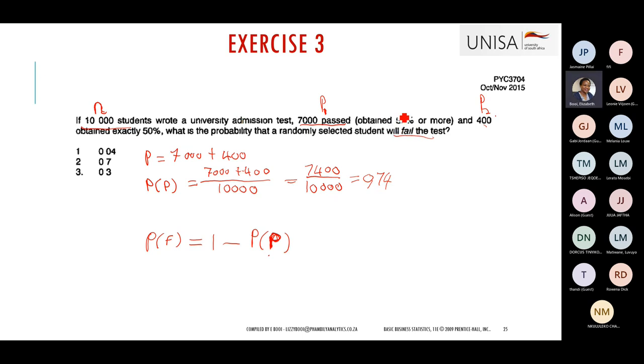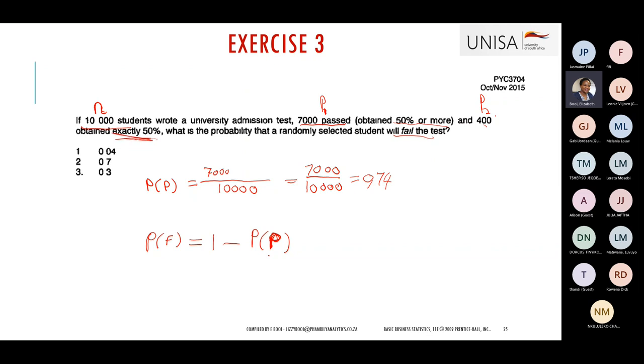7,000 passed, that they obtained 50 or more. But 400 obtained exactly 50. So does that mean the 7,000 includes the 400? The 7,000 includes 400. So if the 7,000 includes 400, then it means those who have passed, there are 7,000. Then we can treat it like that. There are 7,000 because they passed with 50 or more, not more than 50, but 50 or more, and then only 400 obtained exactly 50.